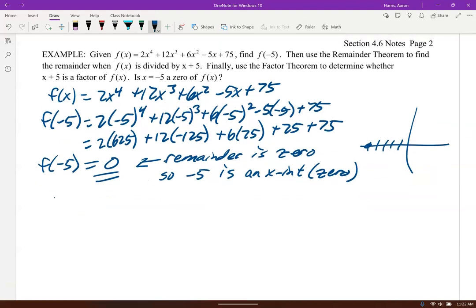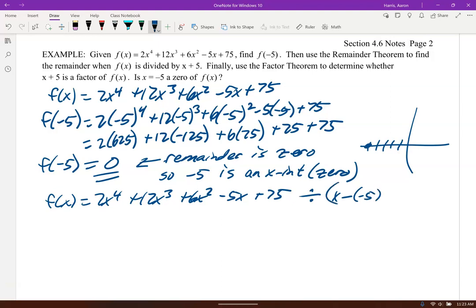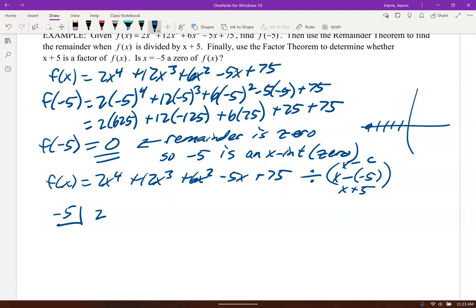So if we were to take the function and divide it by x minus the -5. In other words, I'm dividing it by x plus 5, right? So -5 is our c value. Remember, we're dividing by x minus c. So c is -5. Let's put our leading coefficients in here of each term: 2, 12, 6, -5, and 75.